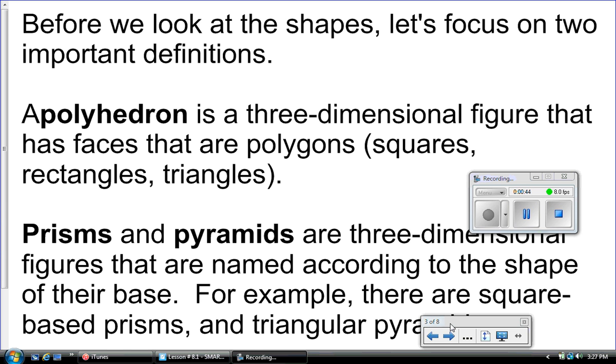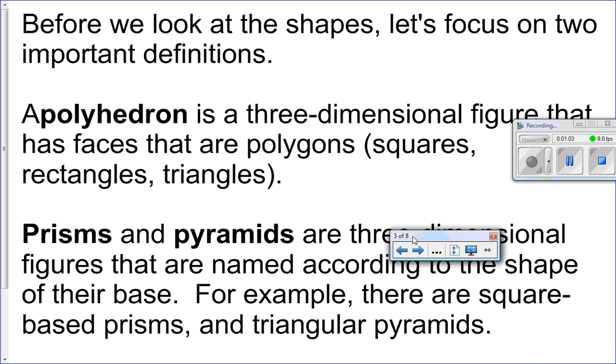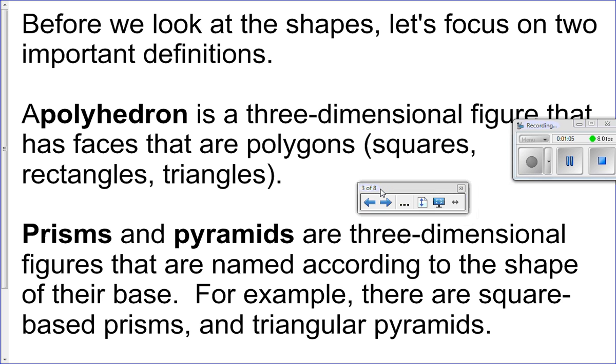Before we look at the shapes, let's focus on two important definitions. A polyhedron is a three-dimensional figure that has faces that are polygons, meaning squares, rectangles, and triangles. Prisms and pyramids are three-dimensional figures that are named according to the shape of their base. For example, there are square-based prisms and triangular pyramids.